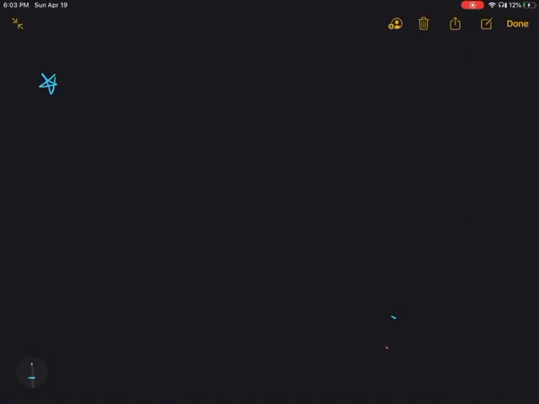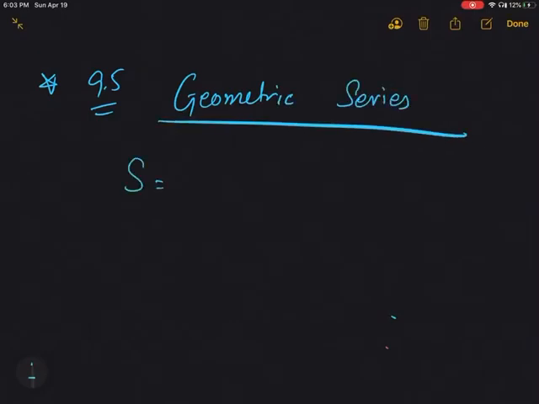So I'm on 9-5. We did a few examples on Friday last week, so I have some more. So 9-5 is on evaluating geometric series. The formula is a1, which is the first term, times 1 minus r, which is the ratio, to the nth power, which is the number of terms, over 1 minus r. Here you go. So that's the formula.